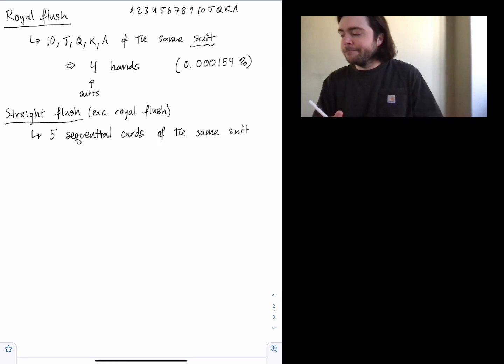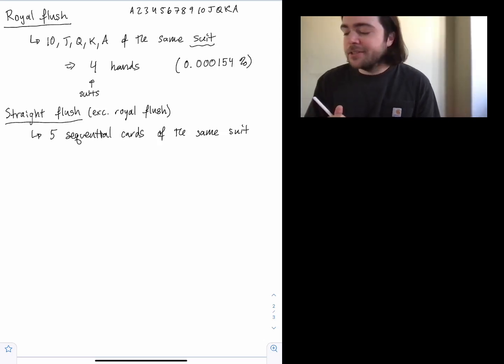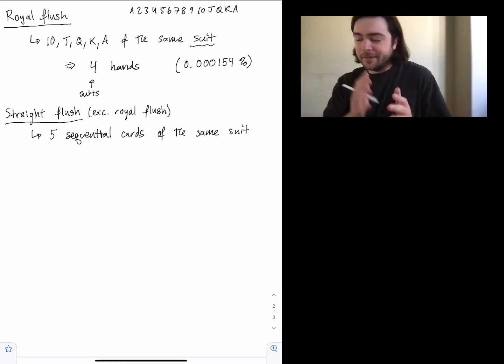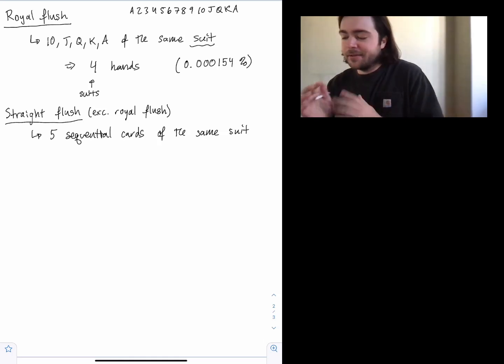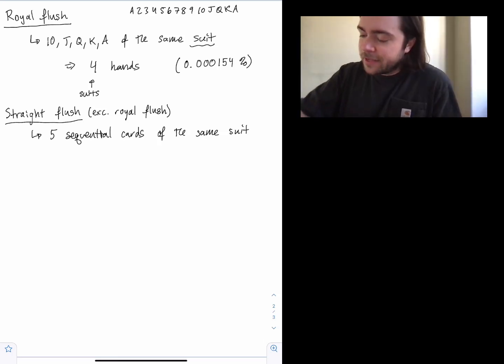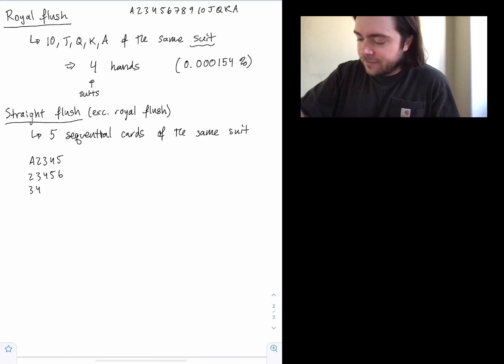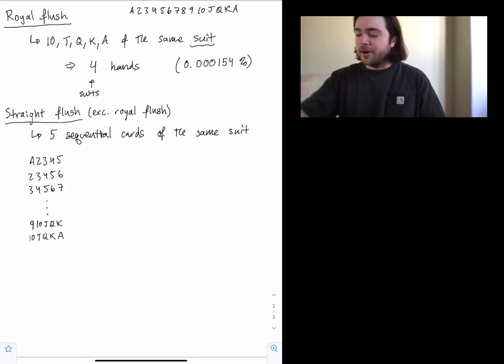So how many are there? Well, let's deal with the values first. For a lot of these questions, it's good to think about the values the cards can have and then think about the suits. So what are the values the cards could have? Well, we could have ace, 2, 3, 4, 5. We could have 2, 3, 4, 5, 6. We could have 3, 4, 5, 6, 7, all the way up to 9, 10, jack, queen, king, and finally 10, jack, queen, king, ace. Because remember, ace can be low or high.